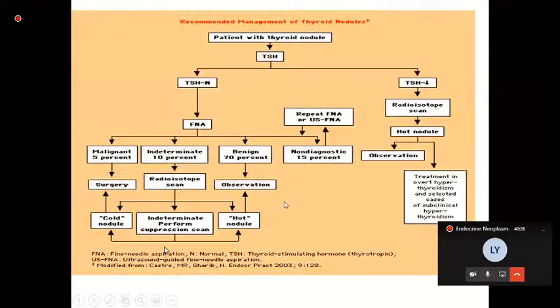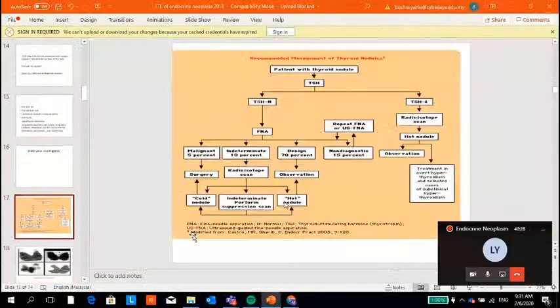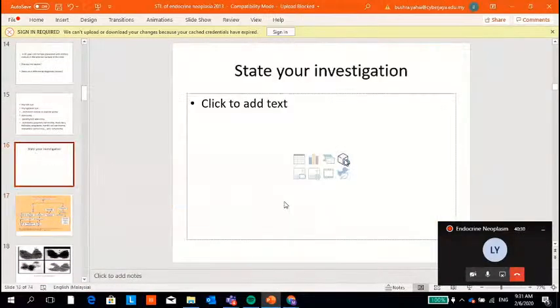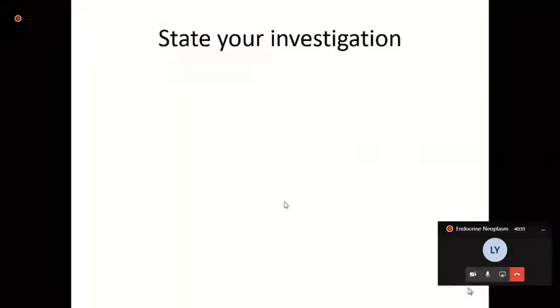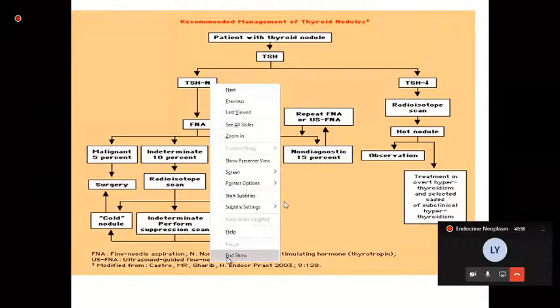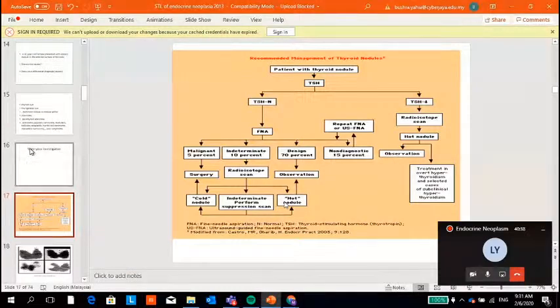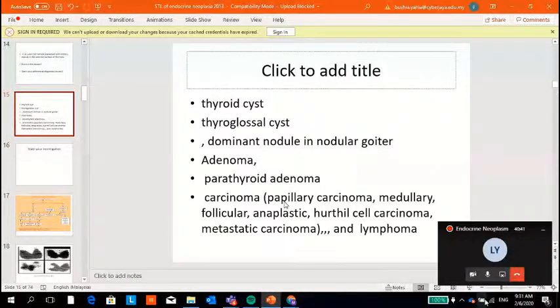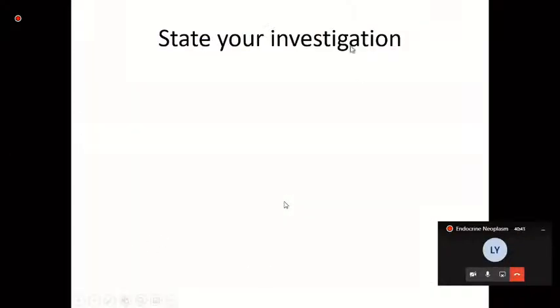What is your investigation? TFT. You do a TFT. State your investigation. What are we going to do? State your investigation. What are you going to do? You do a thyroid function test. What is the thyroid function test? You check your TSH levels, your thyroid hormone levels.